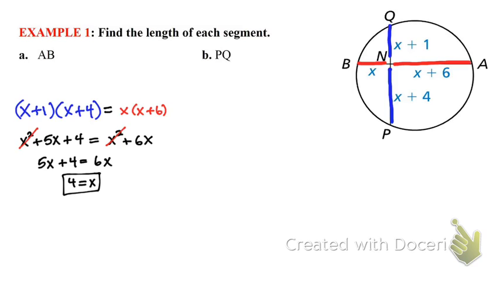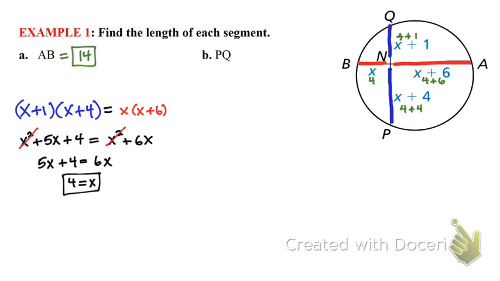Alrighty, so then the next thing to do is to figure out what each segment equals. So we want to figure out what BN equals, what NA equals, what QN equals, and what NP equals. So I'm going to plug that in over here. And then it's just simply adding together. So BN is 4, and then NA is 4 plus 6, which is 10. So if you add those two numbers together, you get AB. And so AB turns out to be 14.